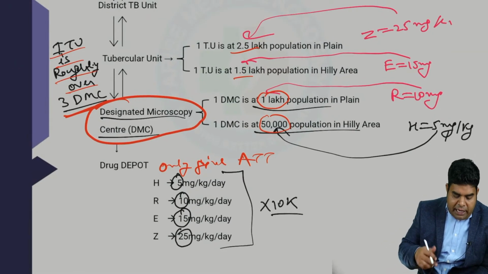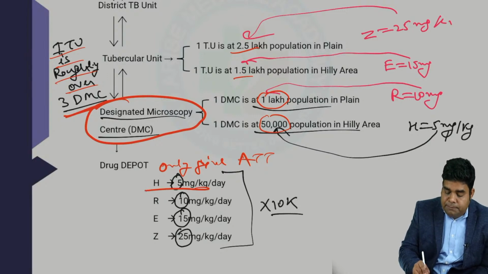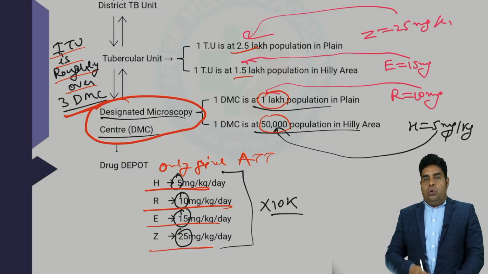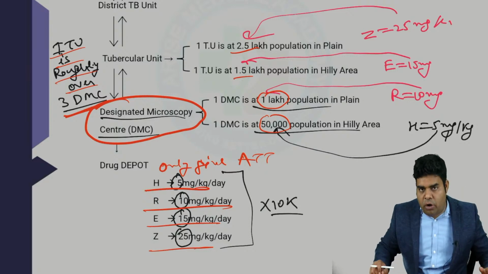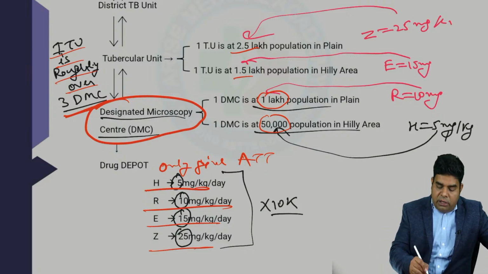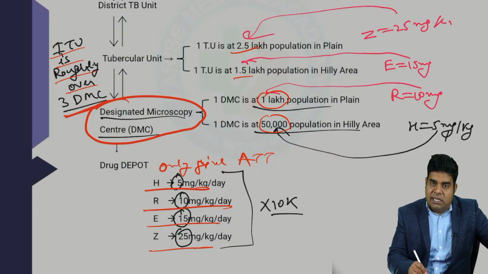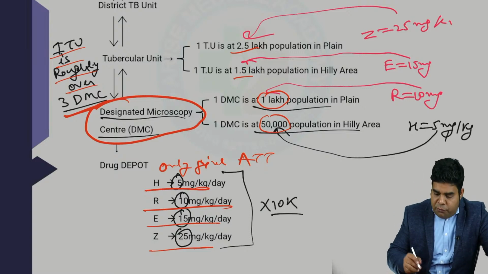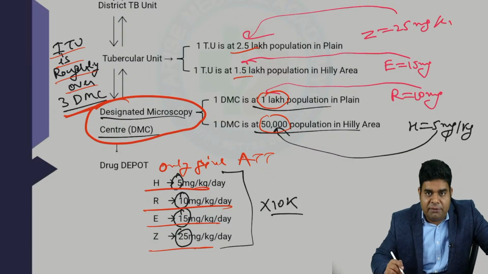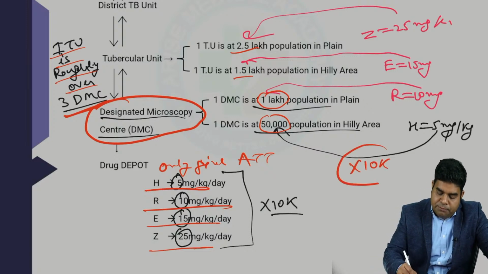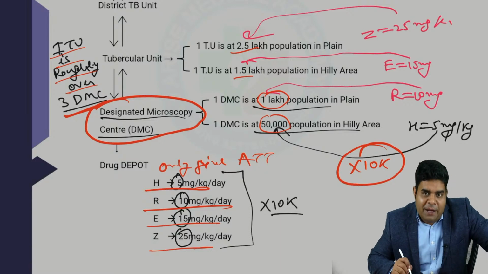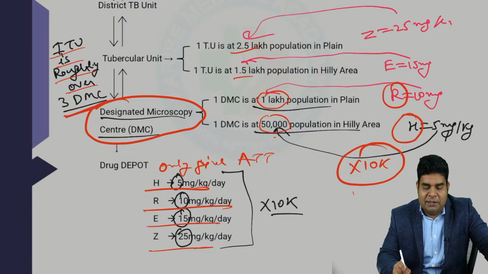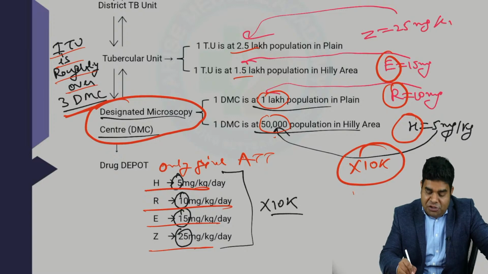So one time I was reading Park and I accidentally came across this part: if you are giving treatment in pediatric cases, and suppose you don't have the color band for that child, then we give 5 mg per kg isoniazid, 10 mg per kg per day rifampicin, 15 ethambutol, and 25 pyrazinamide. If you take the same 4 numbers, 5, 10, 15, 25, and multiply each by 10,000, you will also remember the population norm. Like DMC in plain area, 50,000, 5 into 10,000. So H, R, E, Z.